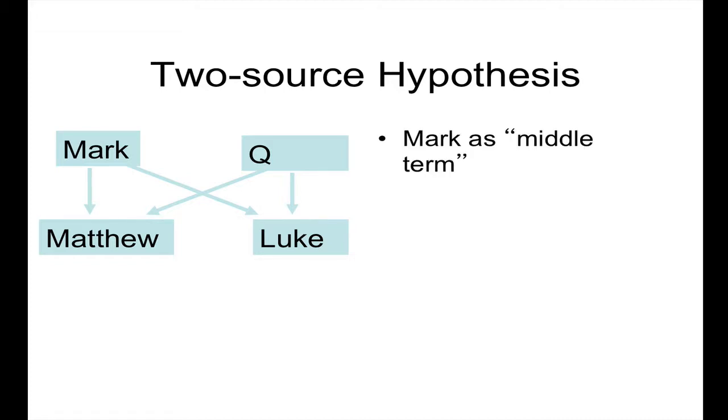It does a good job because this diagram works well for the fact that Mark is what we might call the middle term, which is to say, Matthew and Luke agree with Mark and sometimes agree with each other and agree with Mark, but they don't usually agree with each other against Mark. Let's illustrate that. Mark as the middle term.